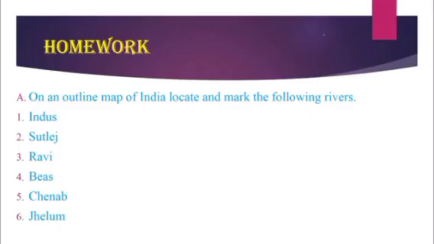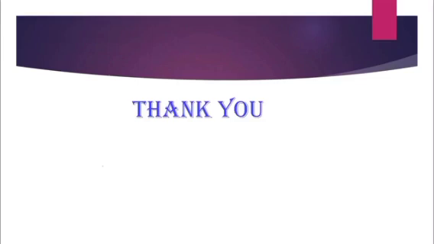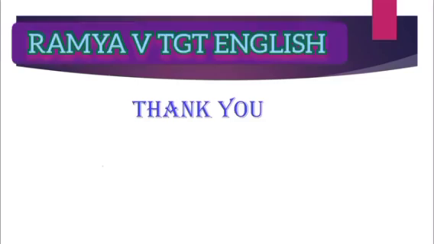Homework. On an outline map of India, you have to locate and mark the following rivers like Indus, Sutlej, Ravi, Beas, Chenab and Jhelum. So now we have reached the end of this session.